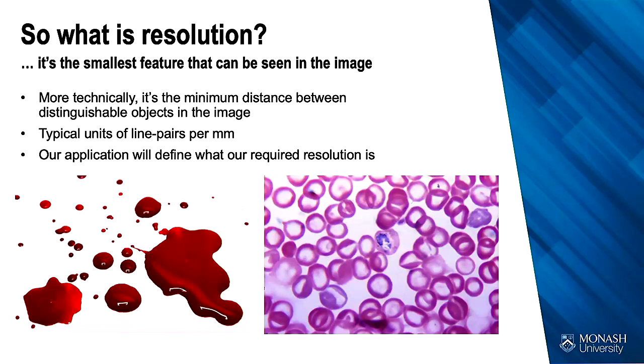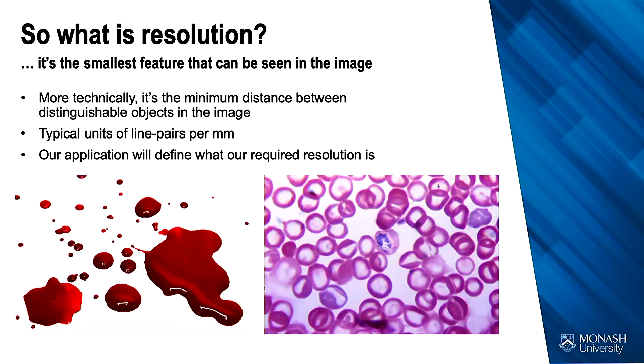Typically, we use units of line pairs per millimetre. If you think about what that is, how many lines can you fit into 1 millimetre that you can still see? So more line pairs per millimetre means smaller lines. And our application defines what we require out of our imaging system in terms of resolution.